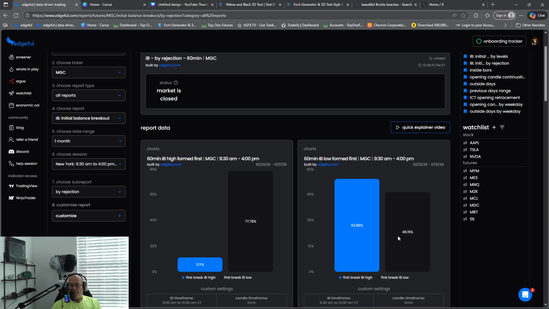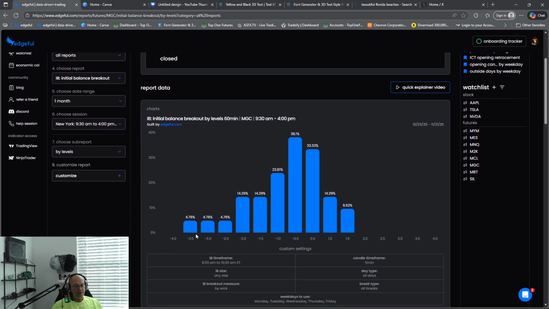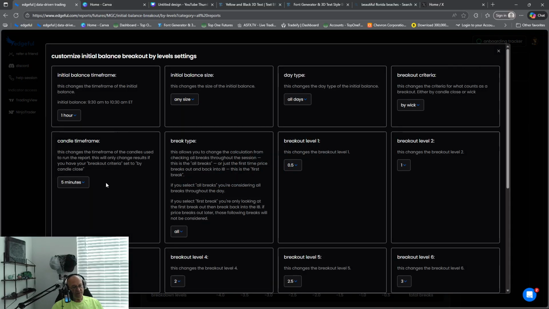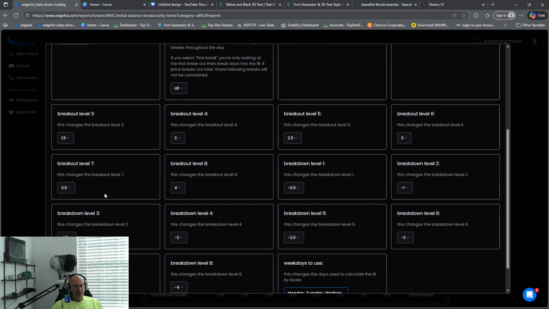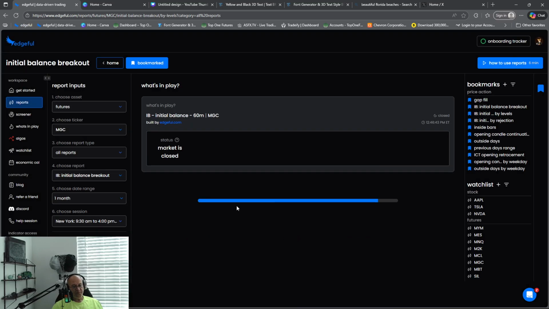Okay. All right. Next sub-report we're going to do is by levels. And this is also going to help me look at targets. So we want to break out by candle close. We want to look for breakout days, okay, because we're looking for single break days, not double break days, right? And we're going to save that.